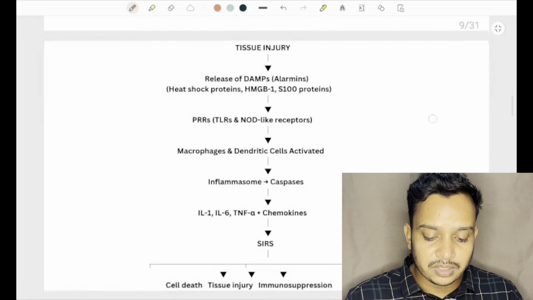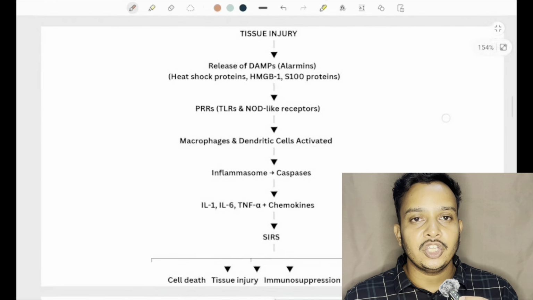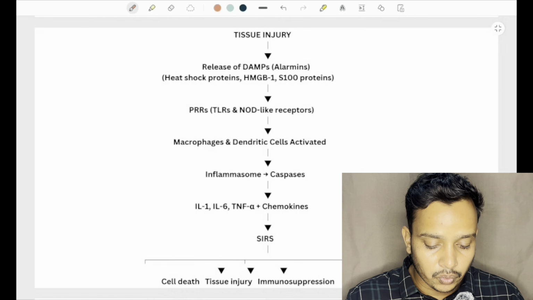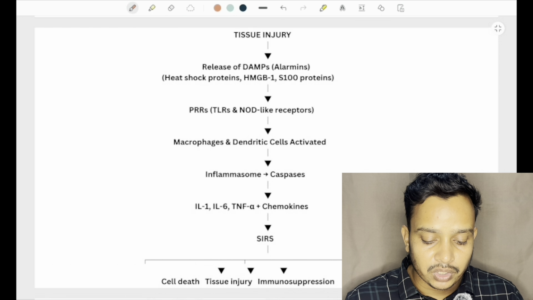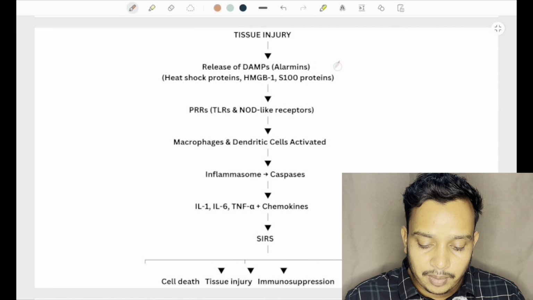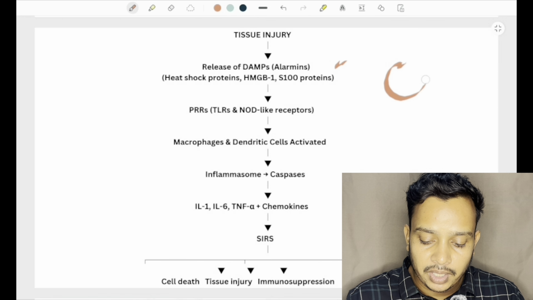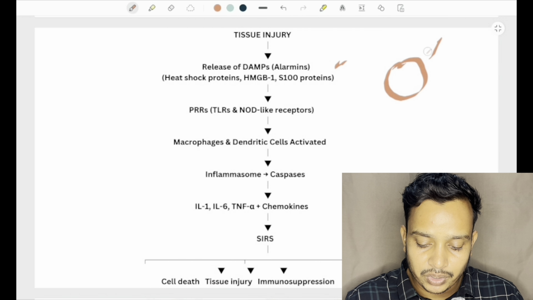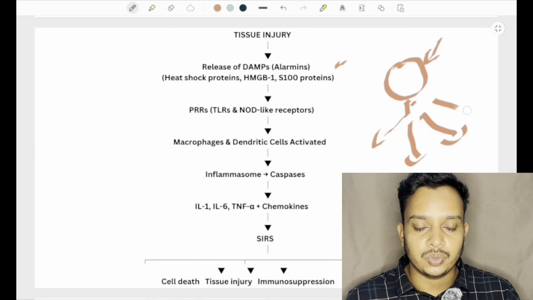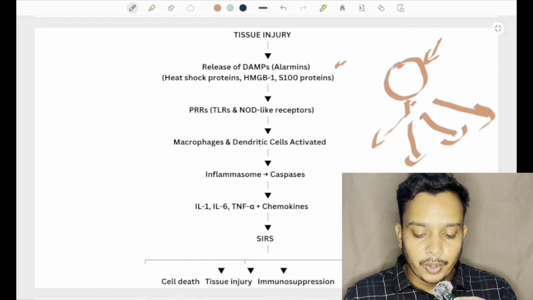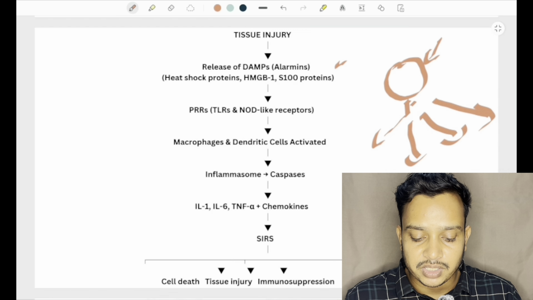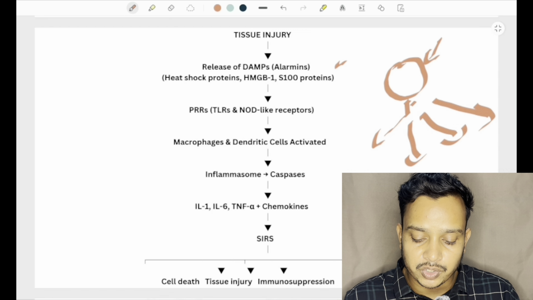So what is the mechanism? Whenever there is a tissue injury, suppose a road traffic accident or a crush injury of the lower limbs, there are damage associated molecular proteins. Suppose this is your tissue, and if there is any injury to this tissue, multiple damage associated molecular proteins are released from it. This is basically innate immunity, and it is a protective mechanism. Damage associated molecular proteins include heat shock proteins, HMGB1 and S100 proteins. These are also called alarmins.